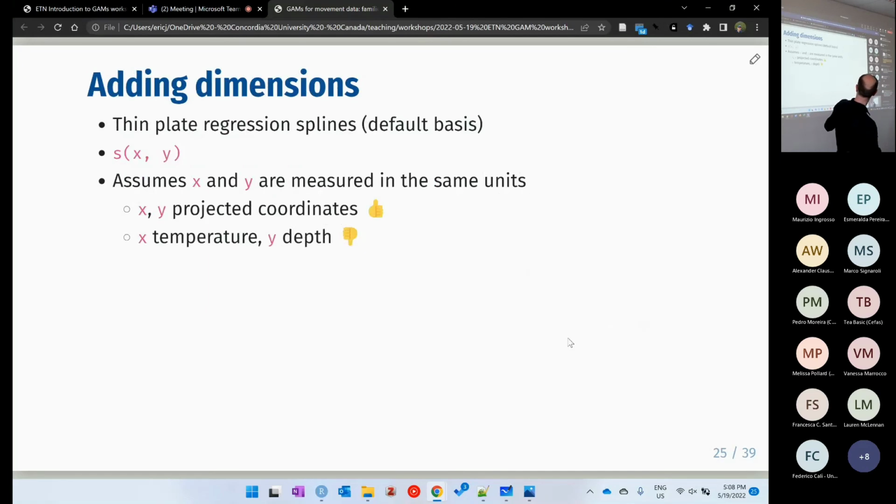So if you've got cases like X and Y coordinates where they're in the same units, you basically want to use this approach. So X and Y coordinates that are in, say, UTM coordinates, this is a great one to do it for. If you have, say, temperature and depth, it doesn't work well. If you've got longitude and latitude and you're far away from the equator, you again don't want to use this approach because longitude and latitude aren't measured in the same units at that scale. So it's not going to be varying at the same level.